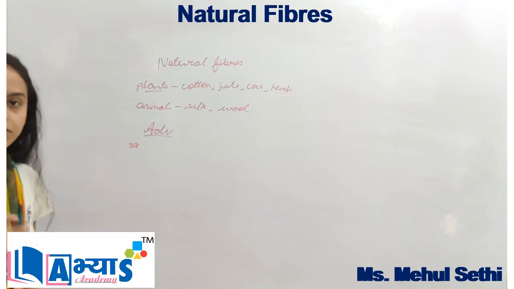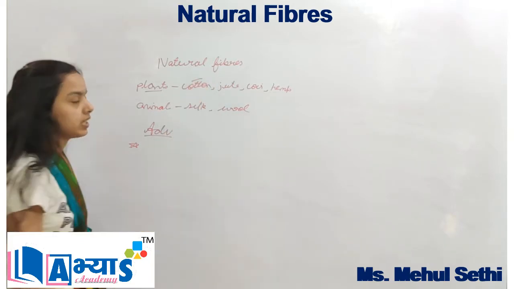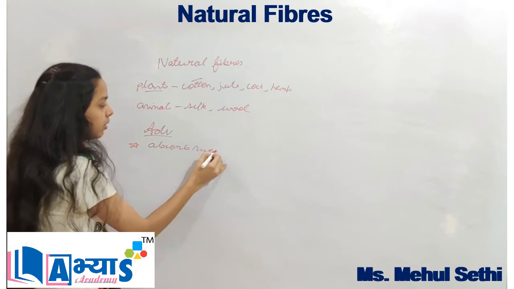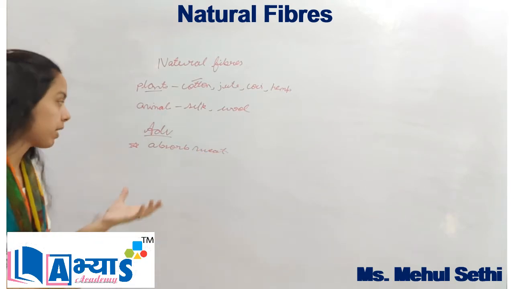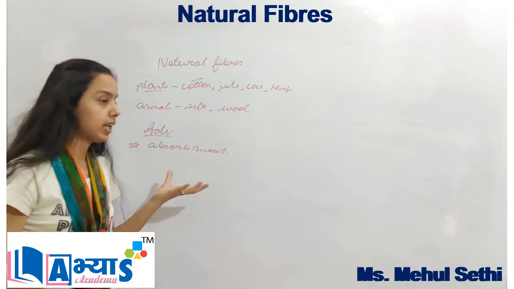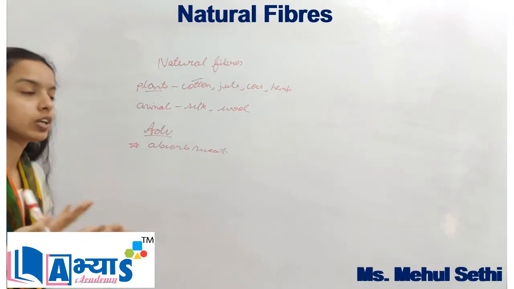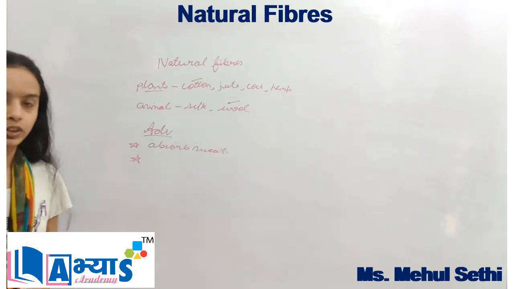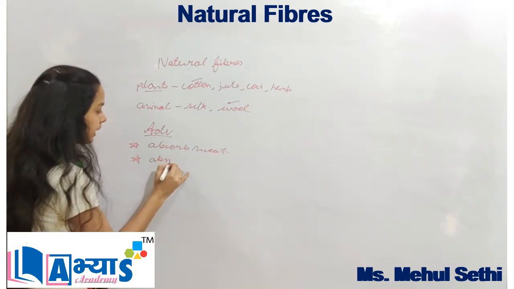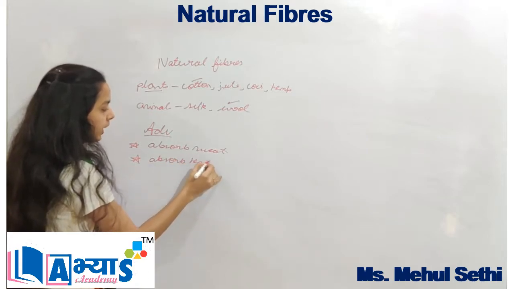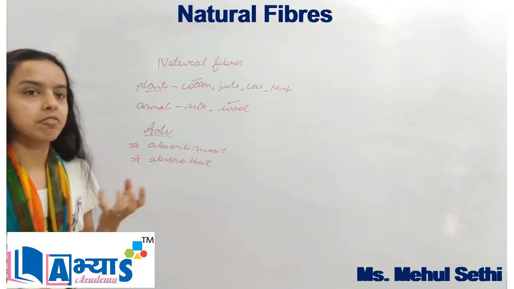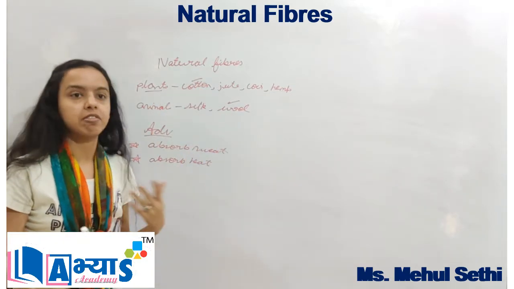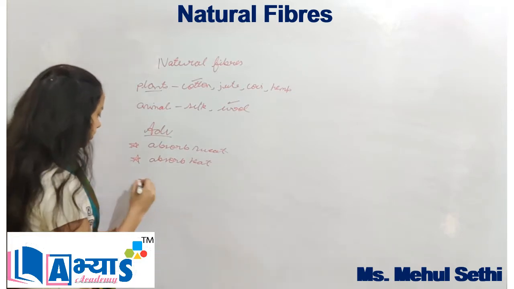The first advantage of natural fiber is that because cotton is a natural fiber, it can absorb sweat. That is why we prefer cotton clothes in summer, it absorbs the sweat and then we feel cool. Now in the case of wool, because wool is also a natural fiber, it can absorb the heat and the person may feel warm during the winters. So according to different seasons, we prefer different types of clothing.